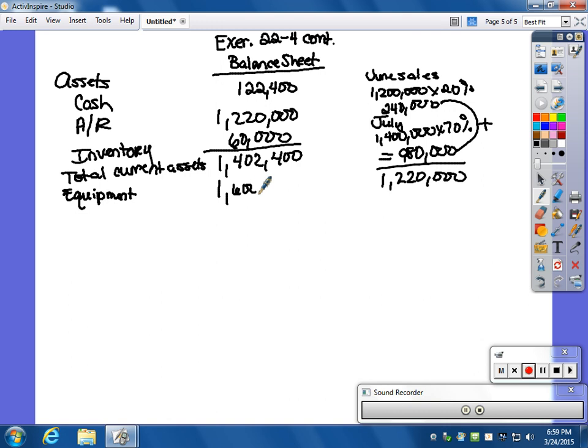660,000. 280,000. Folks, it cannot be $280,000. First of all, accumulated depreciation, they gave me 280,000. That was the balance as of what date? June 30th. And what month are we in? July. So we have to calculate what? We gotta add the depreciation expense for the month.